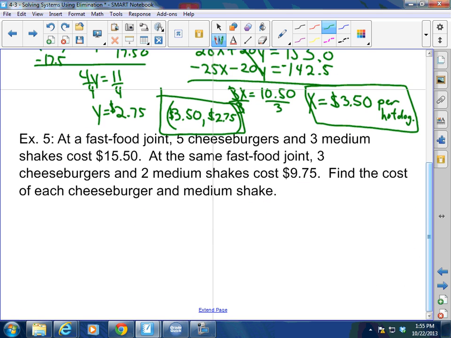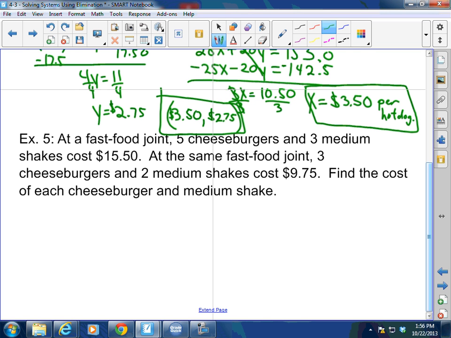Last one for this lesson. At a fast food joint, 5 cheeseburgers and 3 medium shakes cost $15.50. At the same fast food joint, 3 cheeseburgers and 2 medium shakes cost $9.75. Find the cost of each cheeseburger and medium shake.